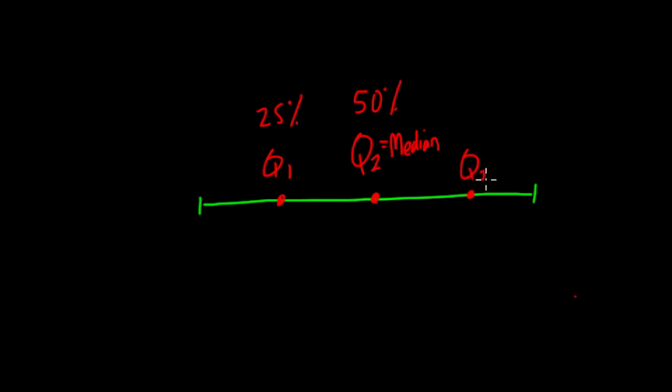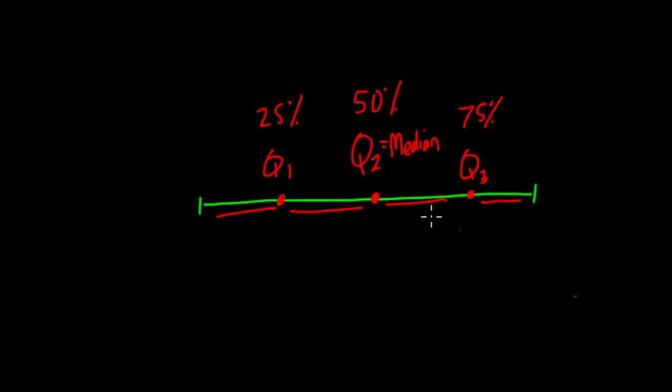And I know it's confusing to use the word quartile because you think there's got to be 4 of these things. Well, they're splitting it into quarters, into 1, 2, 3, 4 quarters. And here that's the 75% mark. So what's happening is you're splitting your data into 4 groups.